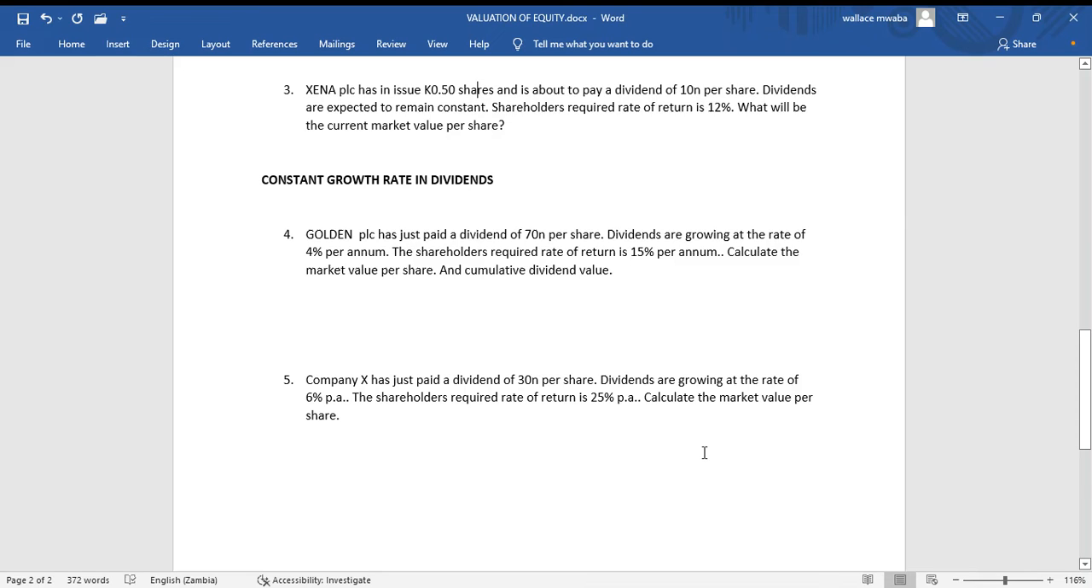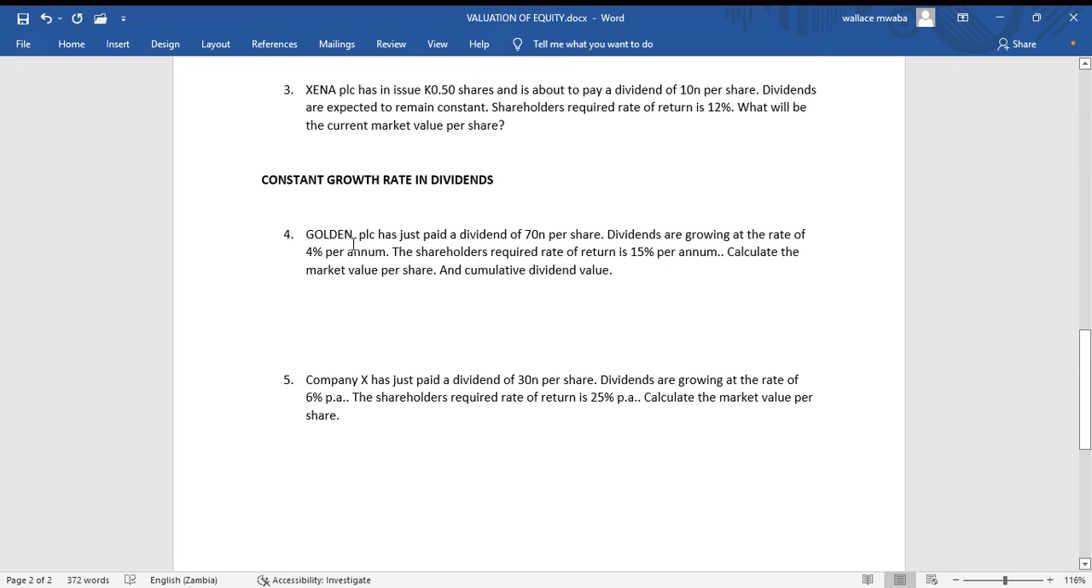All right, so we're looking at the valuation of equity. Basically, we just want to calculate the market price of shares. Okay, so we have an example here. We're dealing with dividends with a constant growth rate.